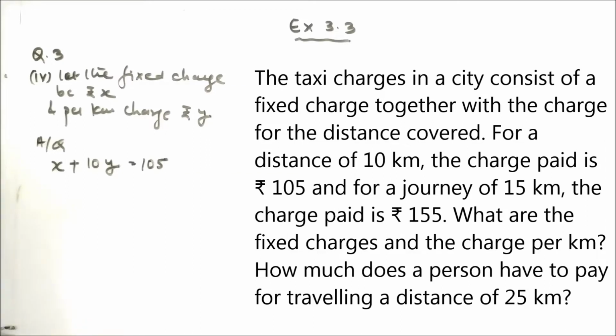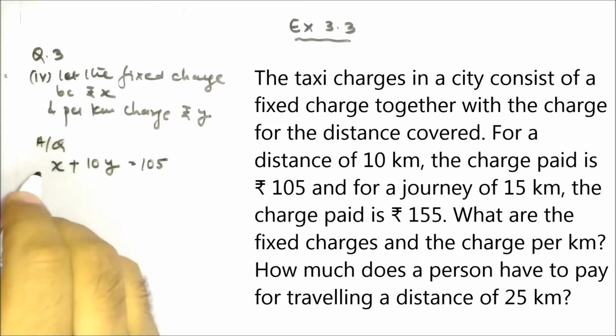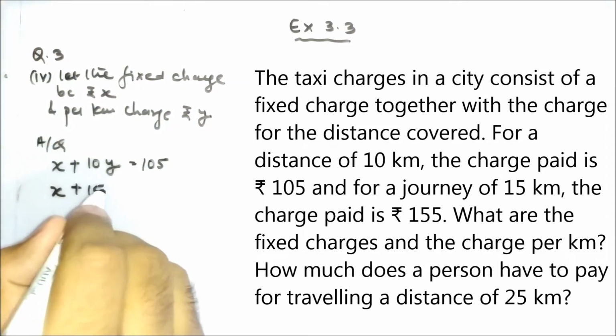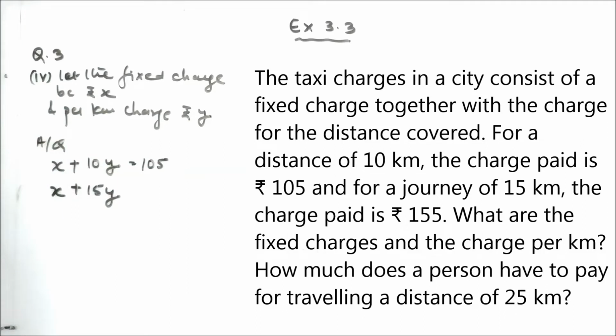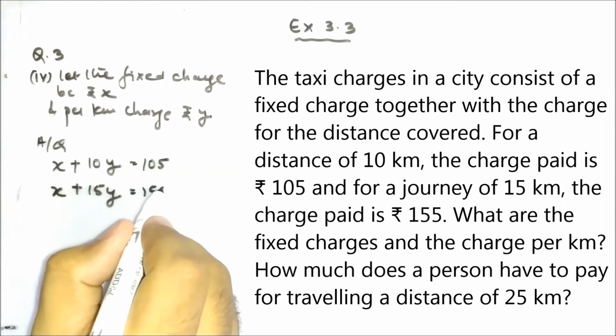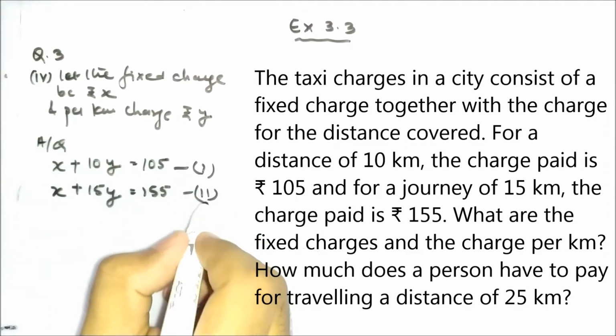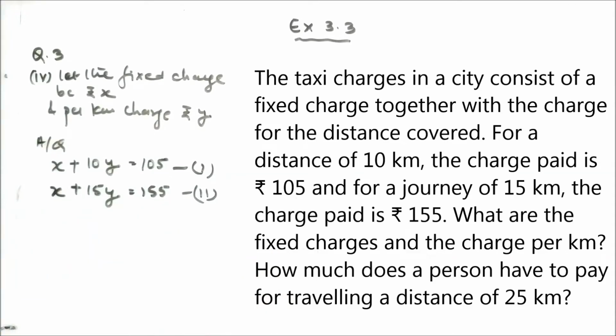And the second situation is for traveling 15 kilometers paying 155 rupees. So again the fixed charge will definitely be paid, and for 15 kilometers, 15 into y, because y is the per kilometer charge, will be the distance covered charge. So this is 155. This is equation number 1 and this is equation number 2. Although this question will be very easily solved by the next method, that is elimination method, here as the question says by substitution, we'll do it by substitution.